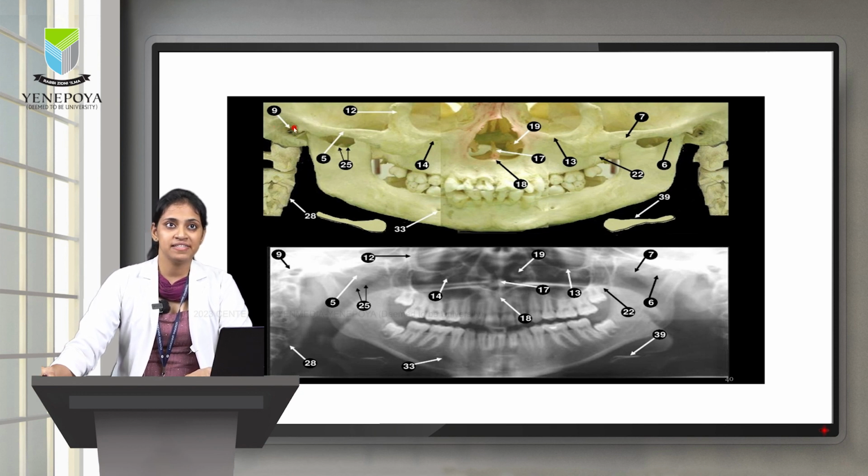9 represents the external auditory meatus here. 17 corresponds to nasal septum, 18 anterior nasal spine, 19 represents the inferior concha, 7 here is the zygomatico-temporal suture. You can see here this is the zygomatico-temporal suture, and 22 representing the maxillary tuberosity distal to the maxillary third molar.